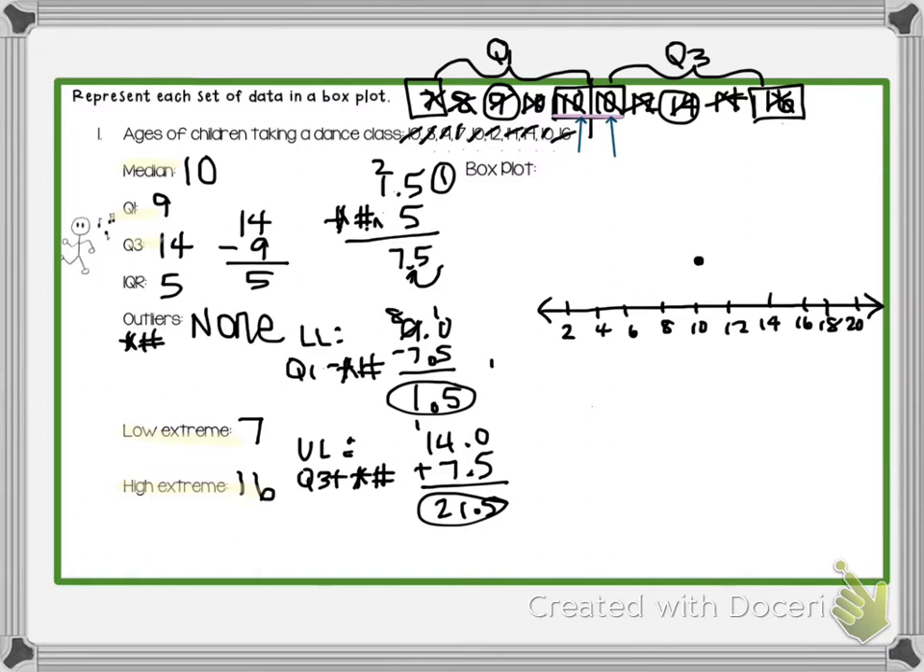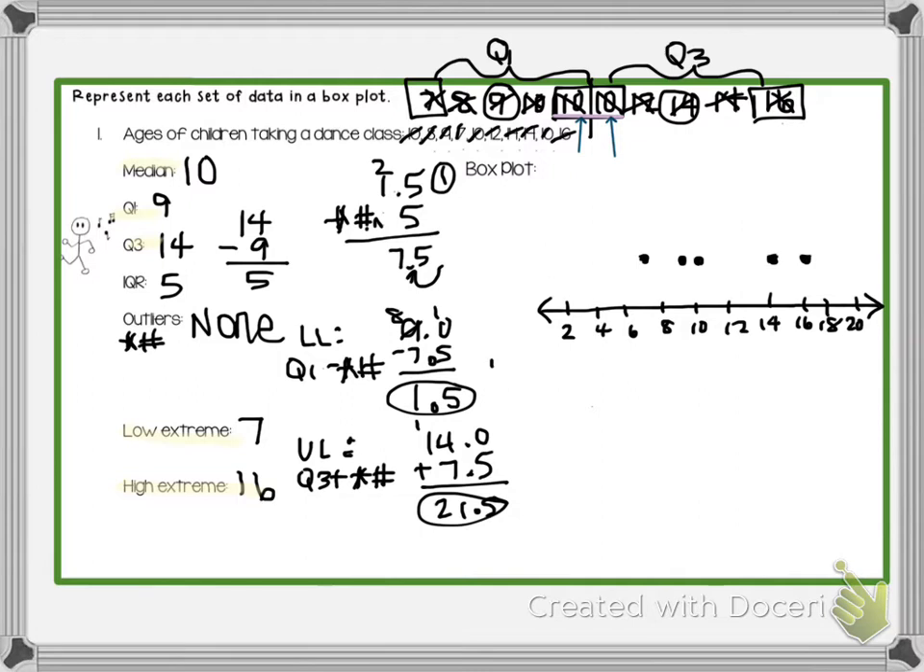9 is our Q1, so it's going to be right next to it. 14 is Q3. Low extreme is 7. And high extreme is 16.